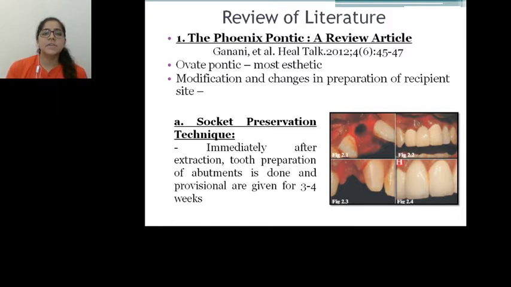Here, immediately after the extraction, tooth preparation of the abutments is done and provisionals are given for 3 to 4 weeks. So as we can see here, extraction has been done in this socket and immediately a provisional has been given with the modified ovate pontic, so as to preserve the tissue contours and the emergence profile, and it is retained for 3 to 4 weeks.